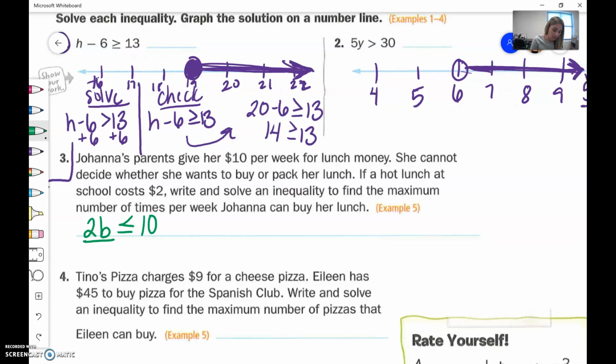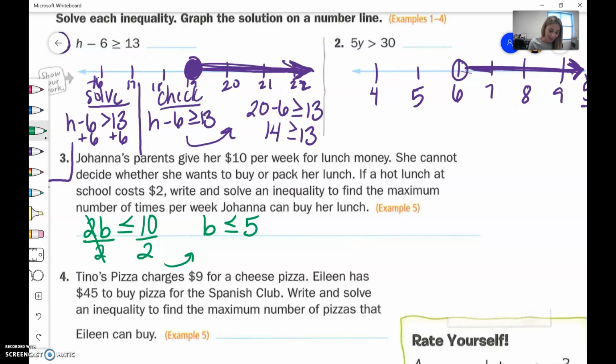If she buys 2 lunches, that's going to be 2 times 2, which gives me 4. If she buys 3 lunches, 2 times 3 is 6. So I'm multiplying the number of lunches I buy by 2, because every time it costs $2, and we've got to figure out how many lunches she could buy at most. I'm going to divide each of these by 2, and I'm left with B. B is less than or equal to 10 divided by 2, which is 5. So the maximum number of lunches she could buy without going over her $10 is 5 lunches.